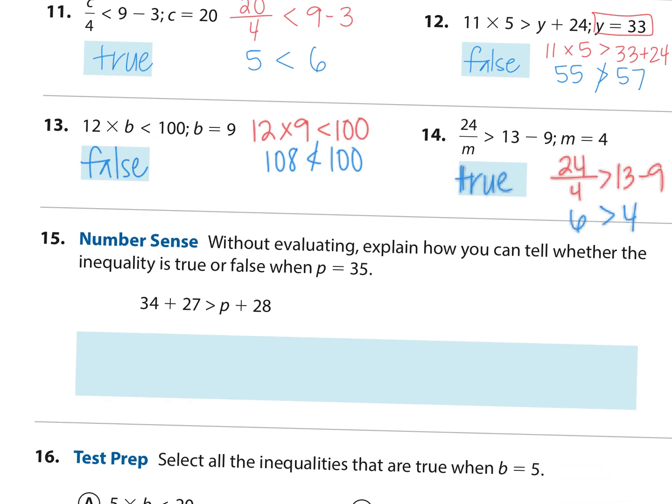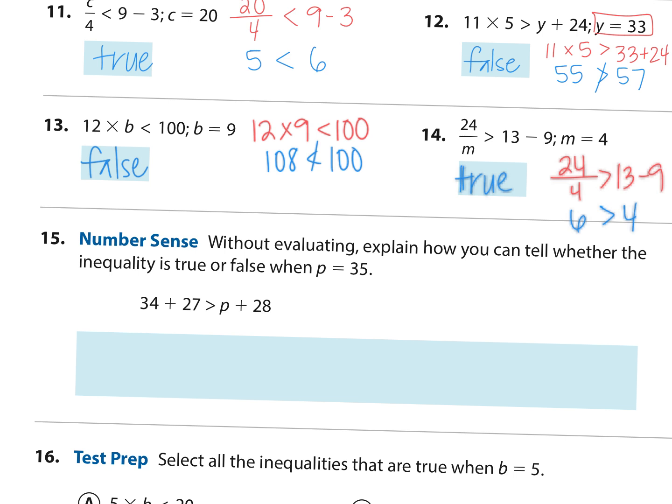How are we doing so far? Awesome. The process makes sense? Yeah. Okay, let's look at number 15. It says, without evaluating, explain. So without evaluating, what does evaluating mean? Solving the problem. Solving, without solving it. Explain how you can tell whether the inequality is true or false if P equals 35. Without solving it, how would you know that it's true or false if P is 35?